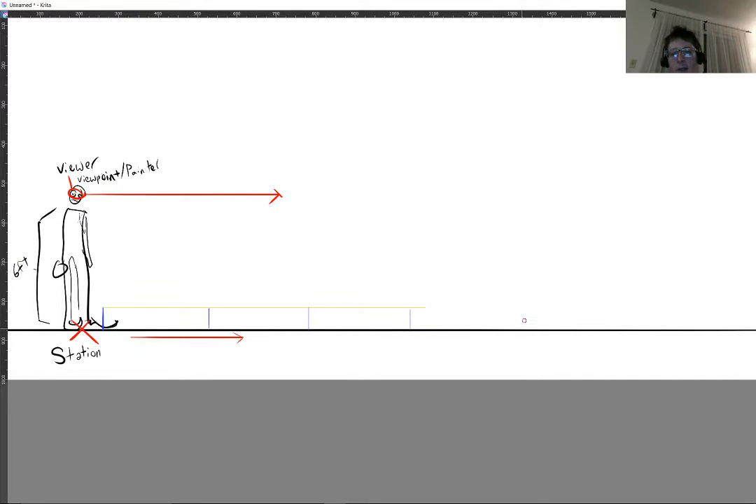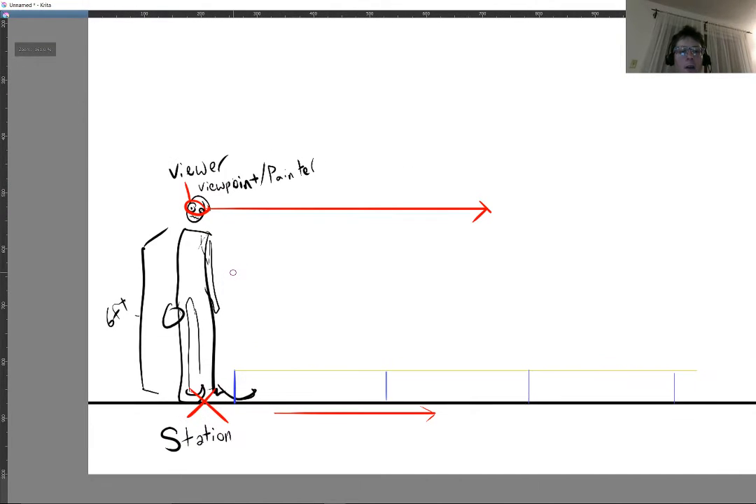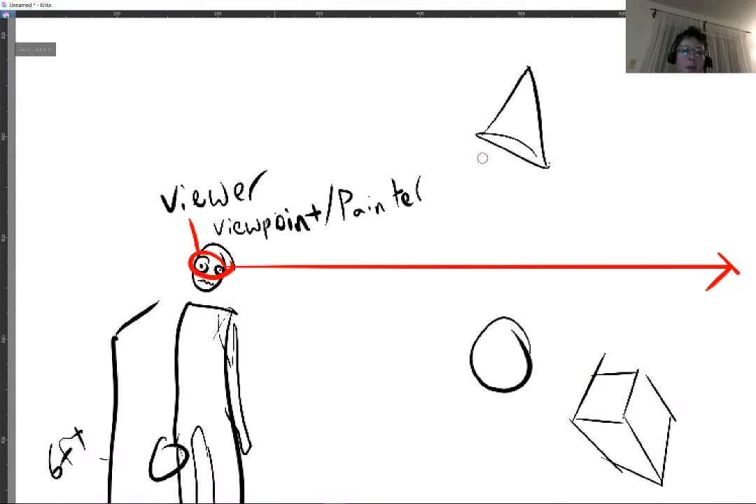Now, why do we care about these posts? Well, we care about them because they're going to tell us something about how our brain interprets what we look at. First off, assume that there were some things up here. And maybe one's a cube. Maybe one's a circle. Maybe one up here. This is a really hideous cone.